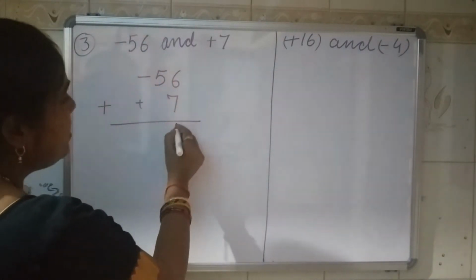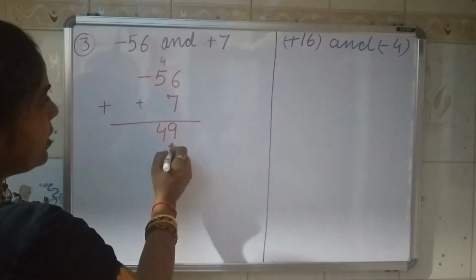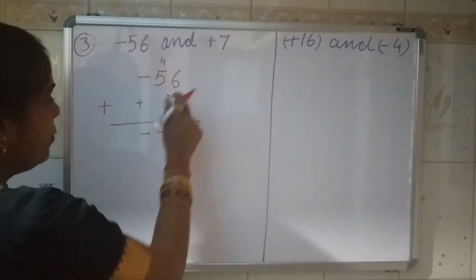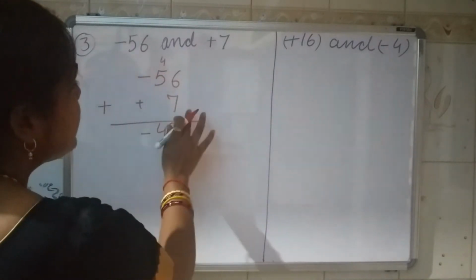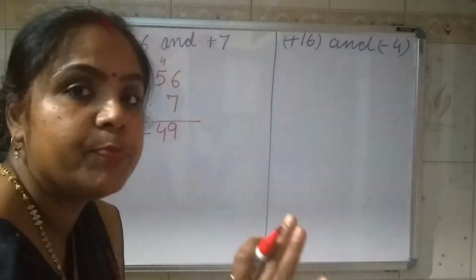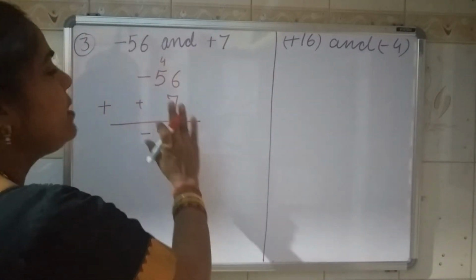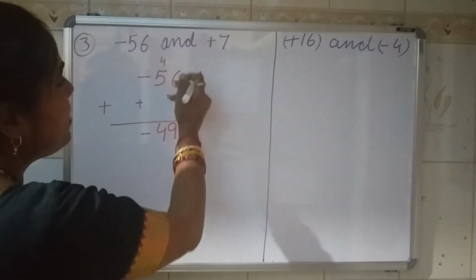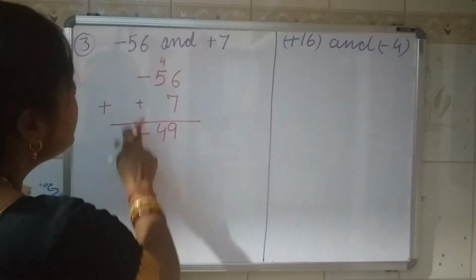16 minus 7 is 9. This is 56 minus 7, it is 49. Now we will put the sign which the greater number has. So 56 and 7 are there. Minus 56 plus 7, one number is negative, the second number is positive. In this case, we have to do the subtraction. So as we are doing the subtraction, forget about the sign. Simply subtract 56 minus 7, it is 49, and 49 will be with the negative sign.